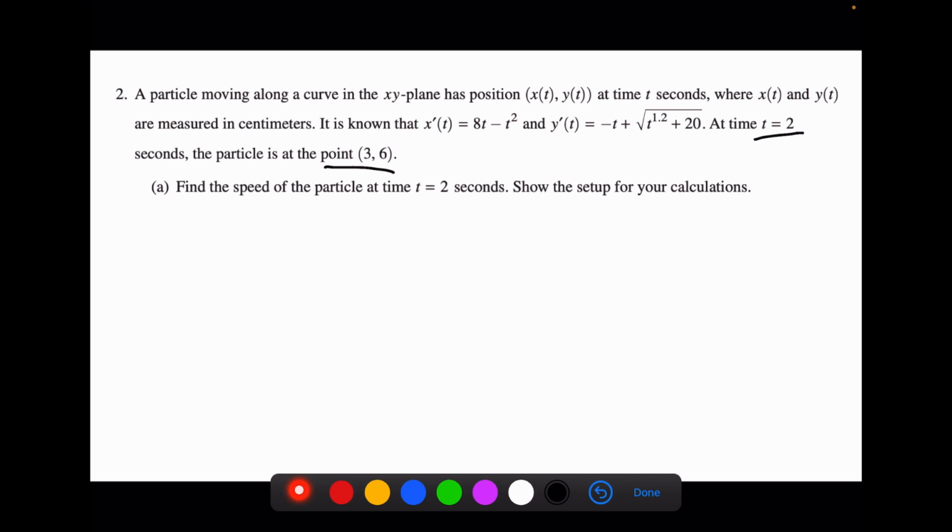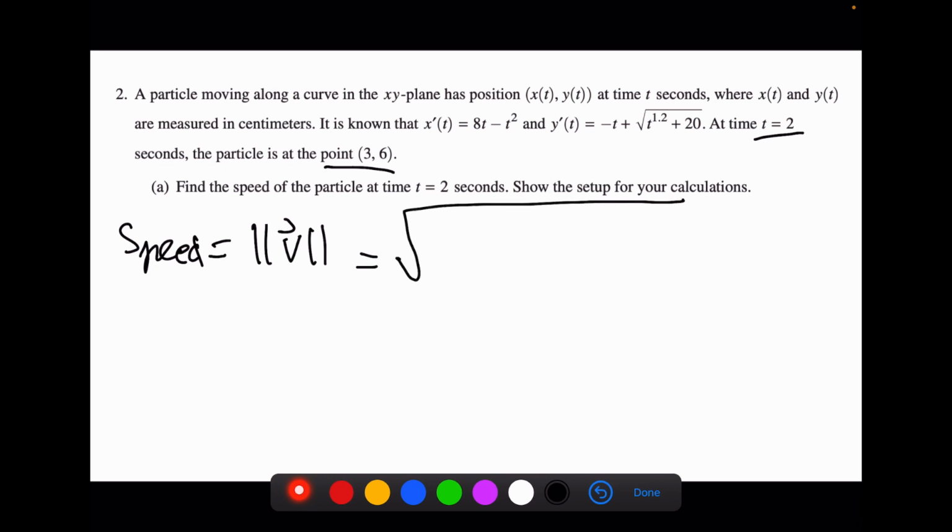We want to find the speed of the particle at time t equals 2 seconds, and we want to show the setup for our calculations. So we know that speed is the magnitude of the velocity vector, right? And we know the magnitude of the velocity vector from the Pythagorean theorem. That's going to be the square root of x prime of t squared plus y prime of t squared, and we want to evaluate that at t equals 2 seconds.